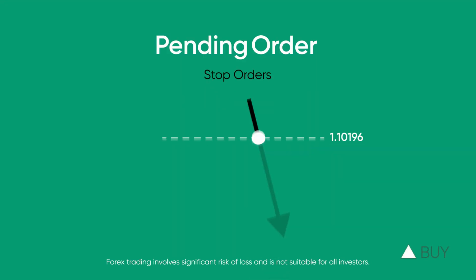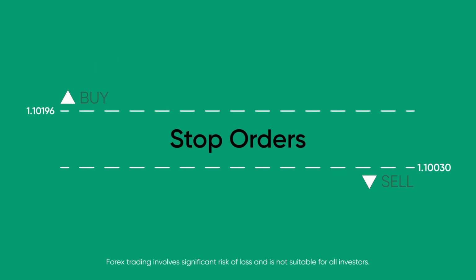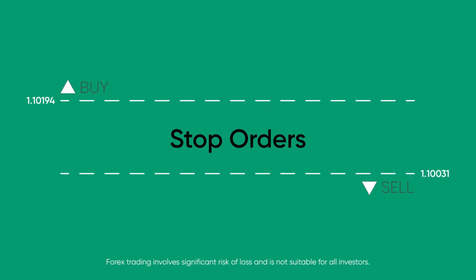A buy stop order triggers a buy market order for a currency pair when the market reaches a set price. A sell stop order triggers a sell market order for a currency pair when the market reaches a set price. Stop orders execute at the prevailing market price once triggered. This means you may experience slippage in your favor or against you.